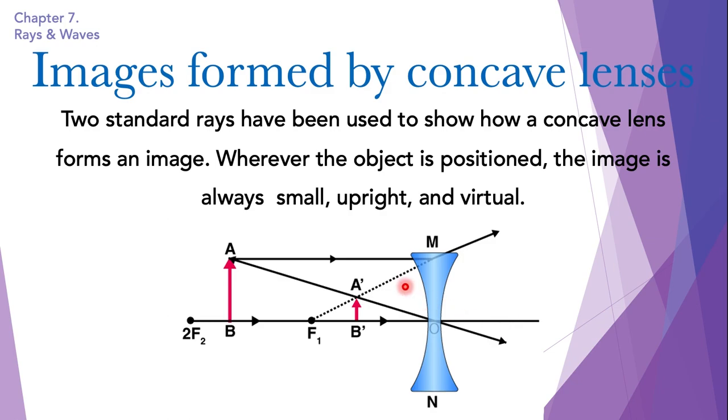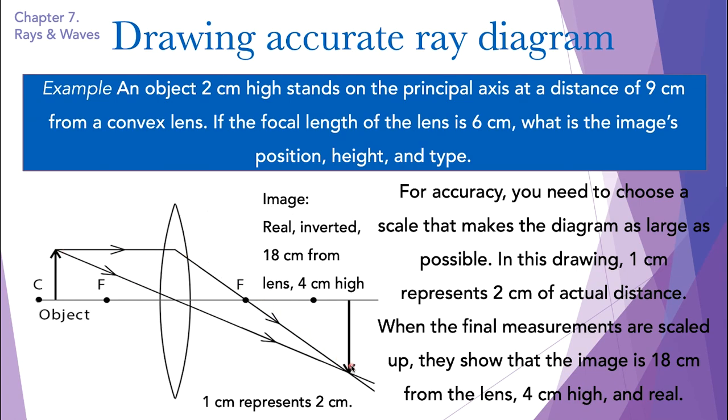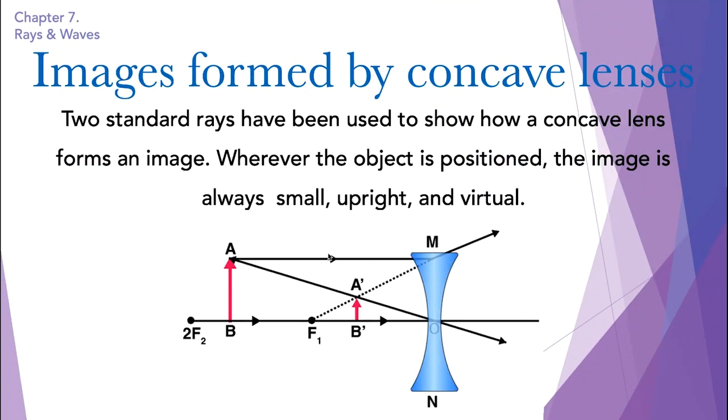Here in this diagram you can see two standard rays have been used to show how a concave lens forms an image. Of course these standard rays are the same as I showed before, but you can see that this standard ray is not like this one here. But it is the same, because a convex lens converges these rays, so this is the shape of the standard ray, whereas in a concave lens, the rays are diverged. So the rays are going to spread out. They're not going to converge, not going to come closer to the principal axis. That is why the shape of this ray is different from the shape of the ray with the convex lens.